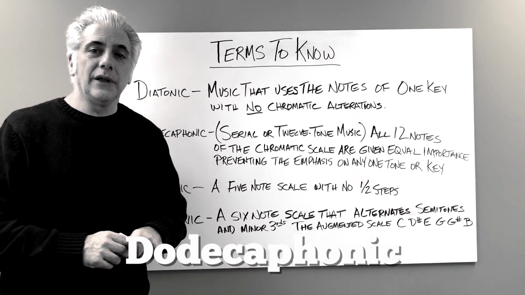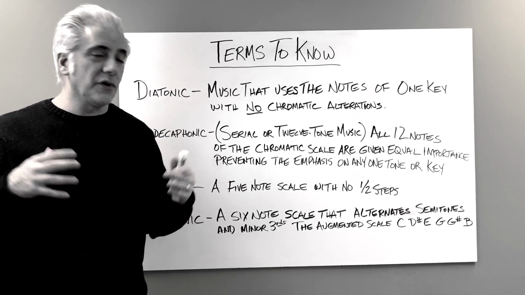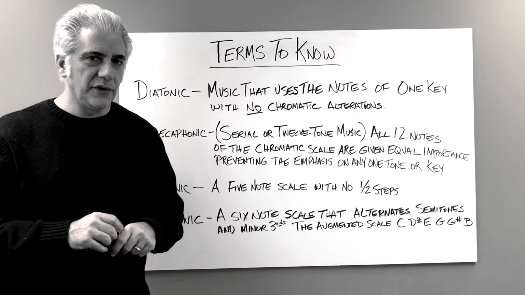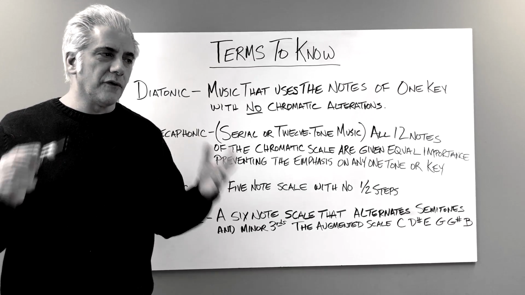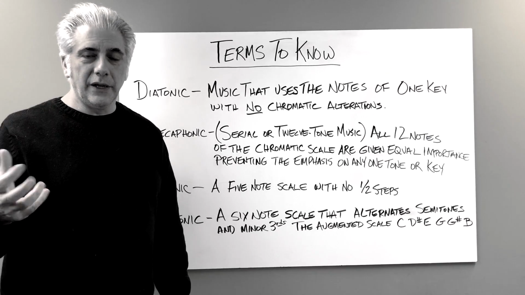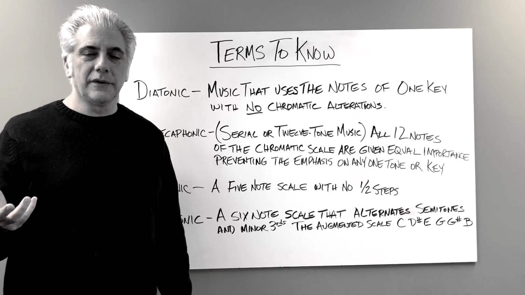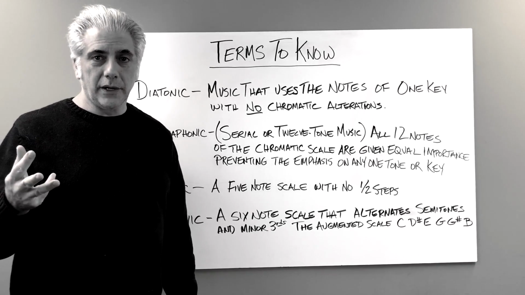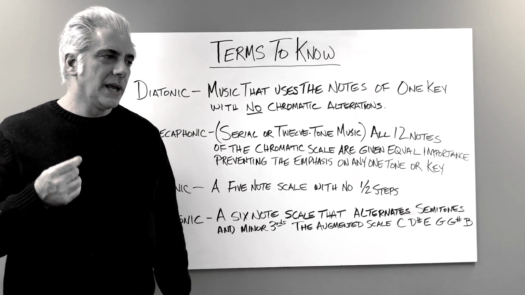Dodecaphonic is another word for 12-tone music or serial music. Sometimes it's called 12-tone serial music. I will do a whole video on this. I'll probably do multiple videos on this. Serial music came to the forefront in the early 20th century. Arnold Schoenberg was one of the pioneers of it. There's the Second Viennese School, as they called it. That was Schoenberg, Webern, and Berg: Alban Berg, Anton Webern, and Arnold Schoenberg.